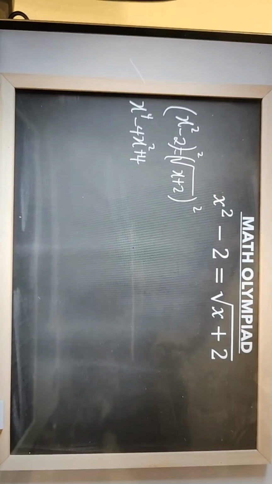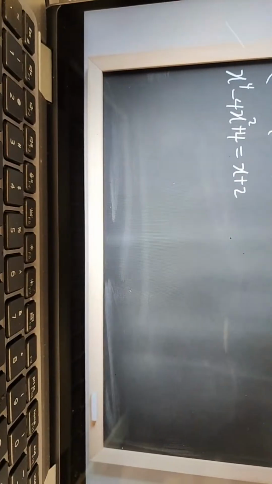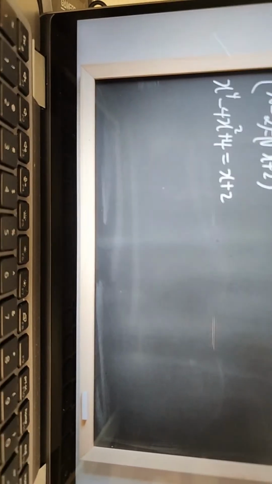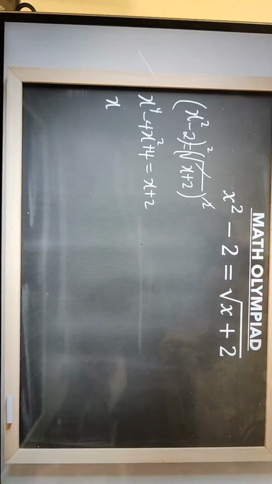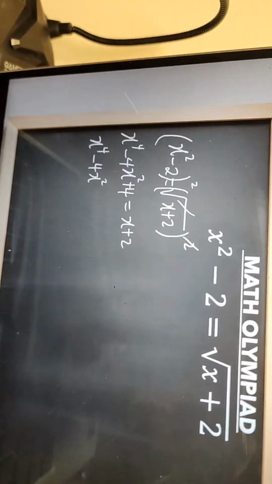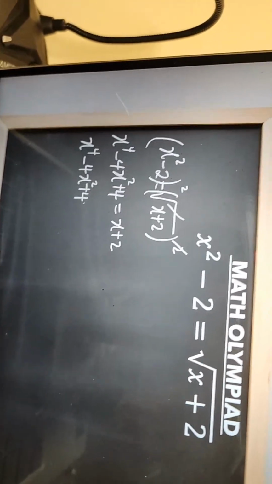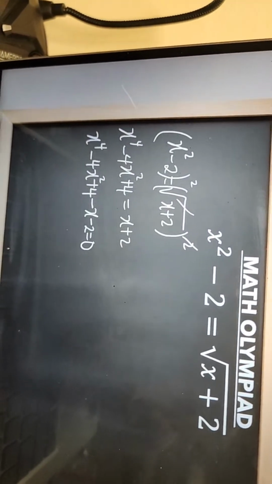Plus 4. And on the right hand side here, I'm going to have x plus 2. So the square roots and the square just cancelled out. Now writing this given equation, I'm going to have x to the power of 4 minus 4x squared plus 4 minus x minus 2 equals to 0.